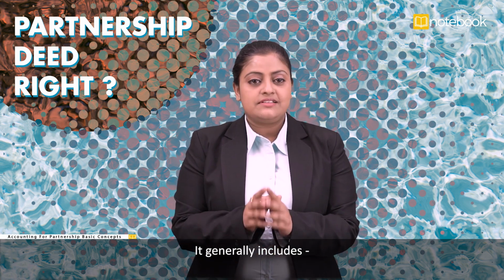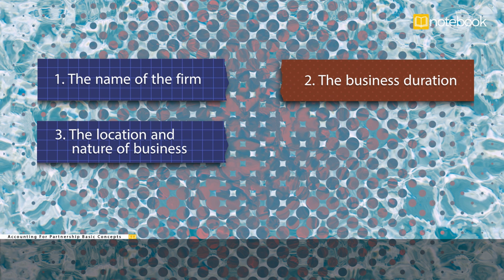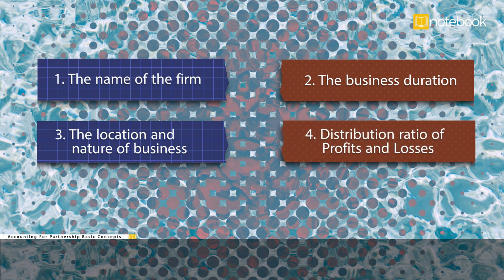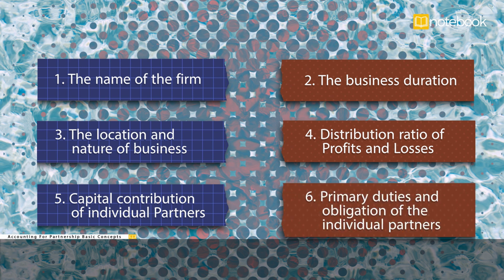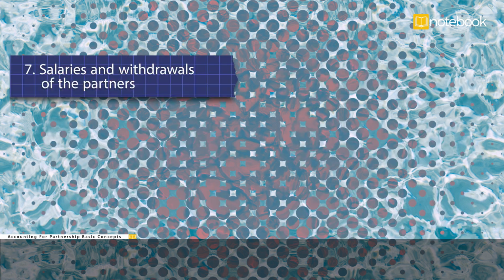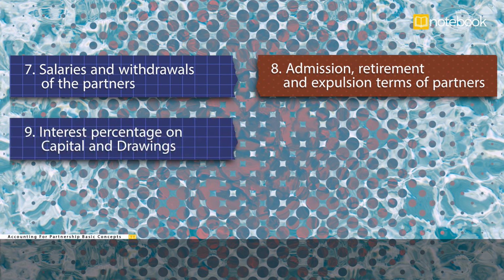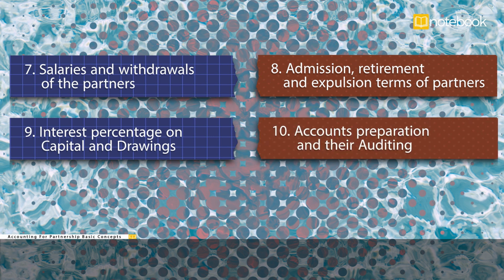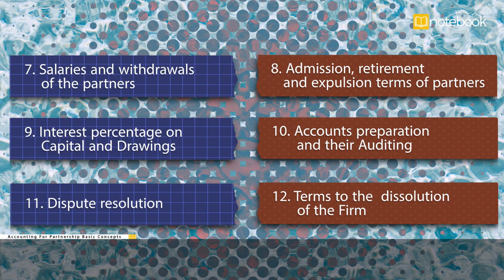It generally includes the name of the firm, the business duration, the location and nature of business, distribution ratio of profits and losses, capital contribution of individual partners, primary duties and obligations of the individual partners, salaries and withdrawals of the partners, admission, retirement and expulsion terms of partners, interest percentage on capital and drawings, accounts preparation and their auditing, dispute resolution, terms to the dissolution of the firm.